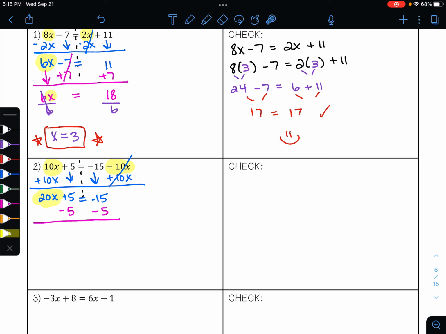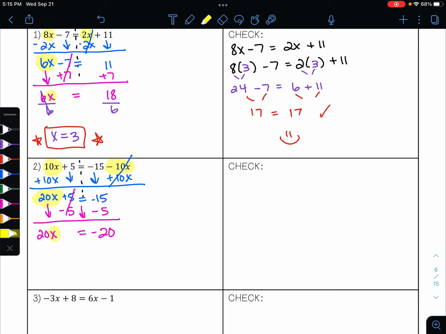Again, notice how I've lined up my like terms. These are like terms because they are constants, meaning they are numbers and they don't have any variables attached to them. So I'm going to bring down my 20x. 5 minus 5 is 0. I'm going to bring down my equal sign. Negative 15 minus 5 is negative 20.